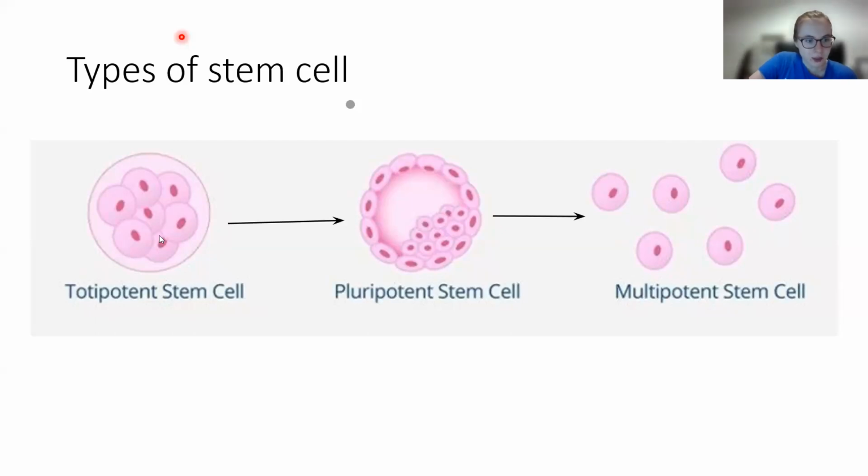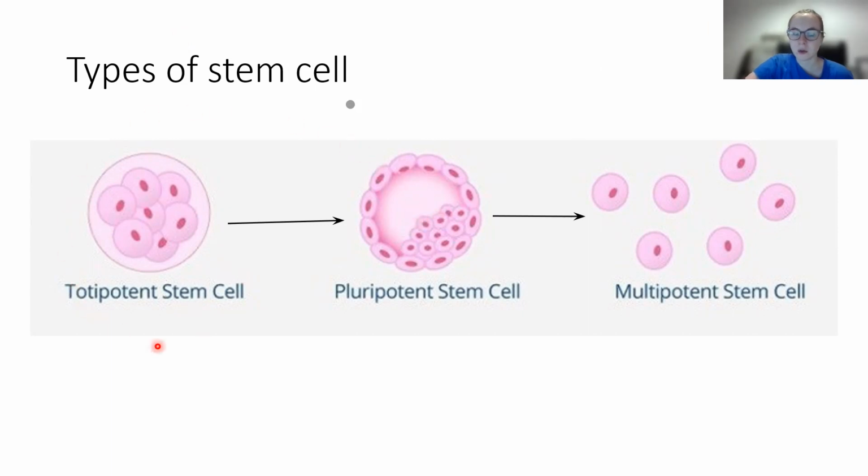Ria's just asked, do we need to know the pluripotent stem cells? Let's have a quick look. In your specification, it just says the features and differentiation of stem cells, and then we're going to be learning about specific types. So we'll go into it and learn them all. If you can learn all three types, that's great. It depends on different exam boards as well, because I know some of you are doing AQA and some are doing OCR.